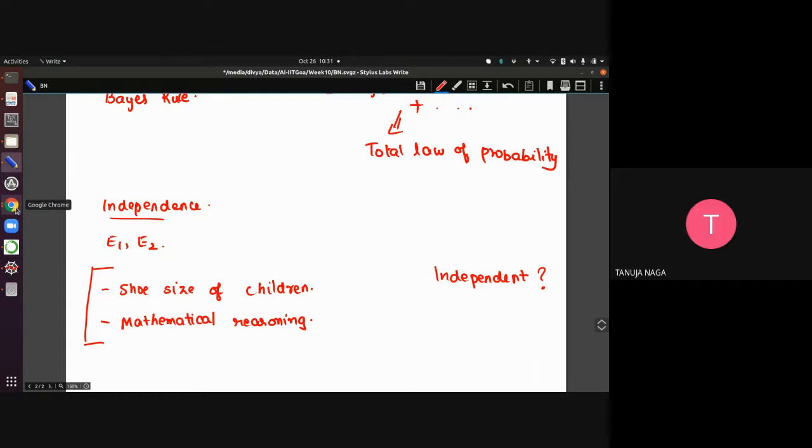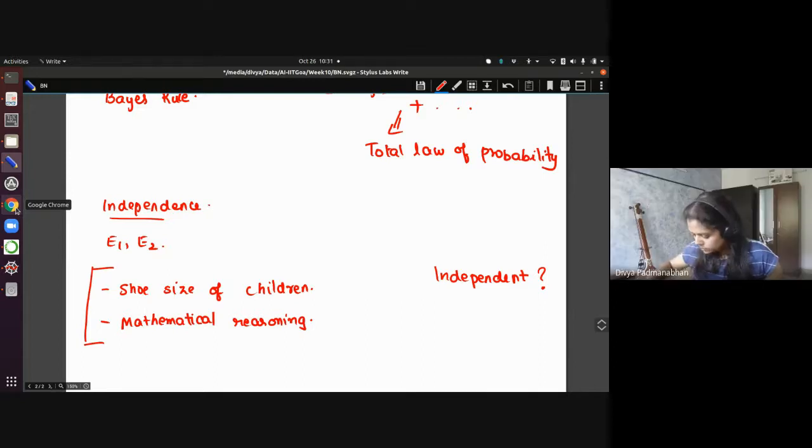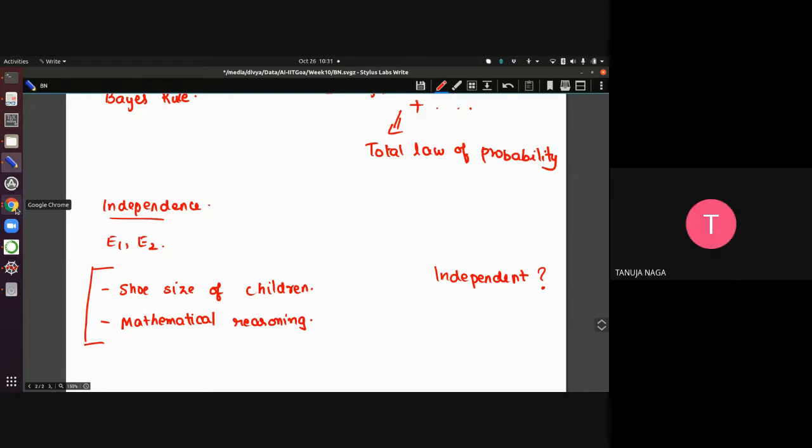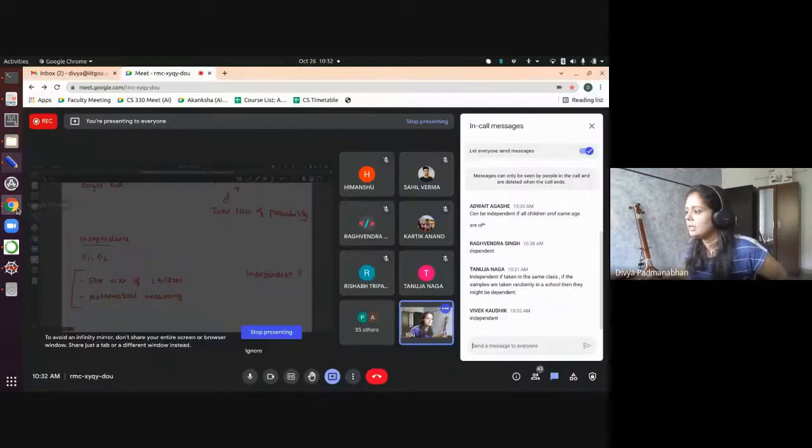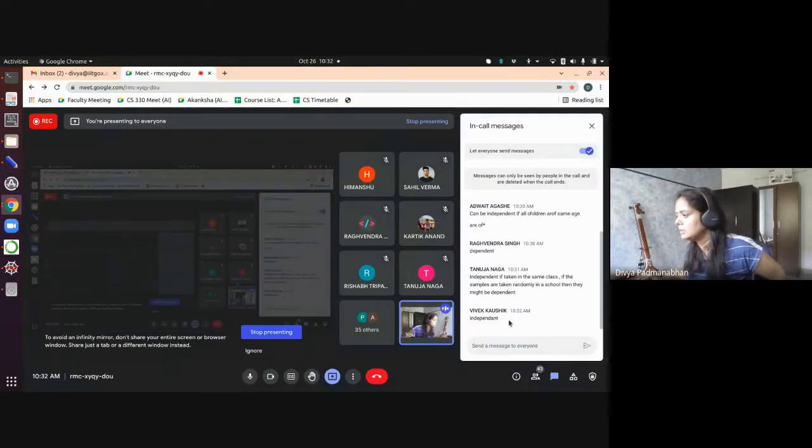Then it might be the case that if the samples are taken from the same class, then they're independent. But if we take randomly from the entire school, then they might be dependent. They might be independent. Okay, so fine. So Tanuja says if they're from the same class, they can be dependent, otherwise they're independent. Okay, fine. Any other answers? Vivek said independent.